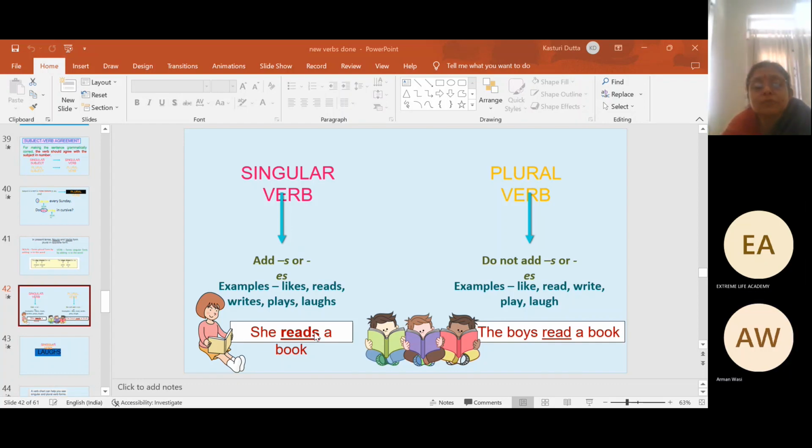Plural verb means what? You don't get confused. Here it means that the subject of the sentence is singular, but we are adding s or es with a particular thing, but in case of plural, what we are doing? Like read, write, play. The boys read a book, right? So read is plural. If I add an s or es, it will be singular.